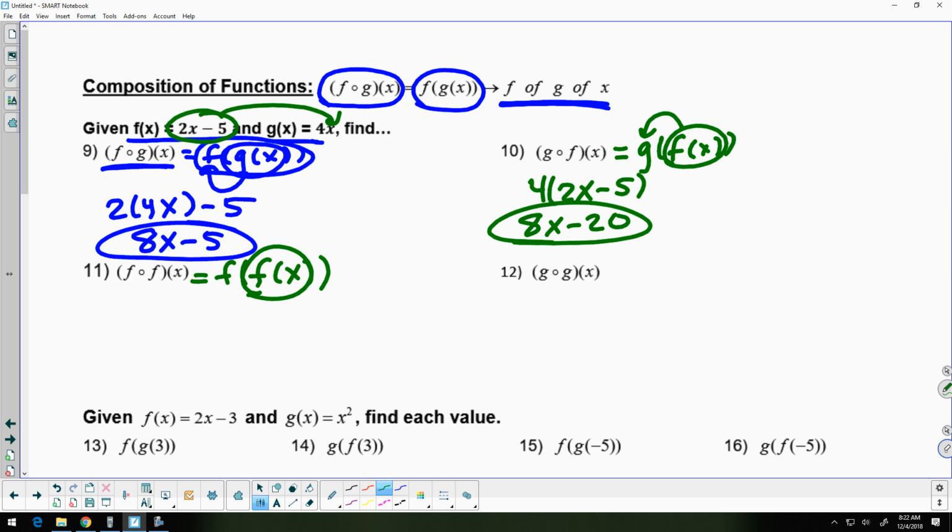Okay, now it says we're going to do f of f of x. That means we're going to take f of x and plug it into itself. So how do we do that? Well, 2x minus 5 is going to be plugged into that x in the 2x minus 5.